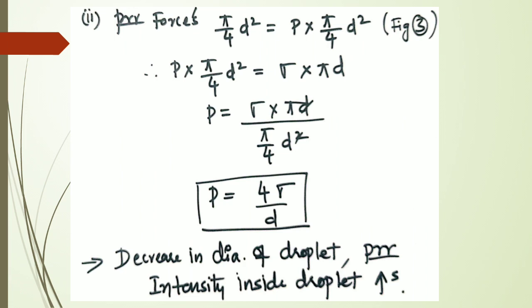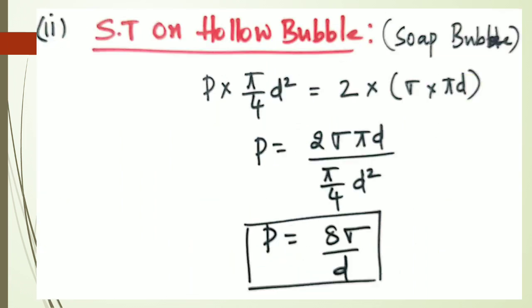So what does that relation say? The pressure is proportional to 1 by d. When there is a decrease in the diameter of the droplet, the pressure intensity inside the liquid droplet increases. That is what the relation tells us. The same applies for a hollow bubble.